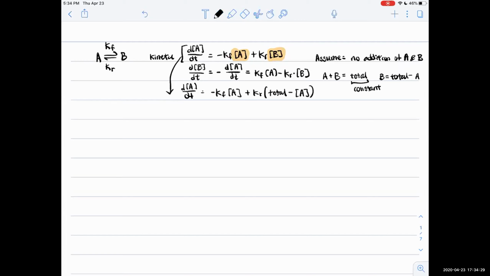And then if I were to collect like terms together, it's going to be minus Kf plus Kr times the concentration of A plus Kr times total. This is clear to everyone.